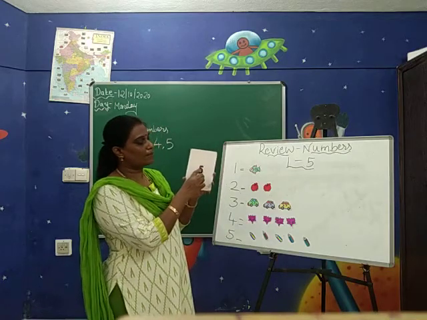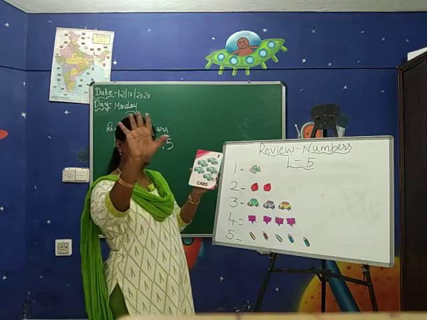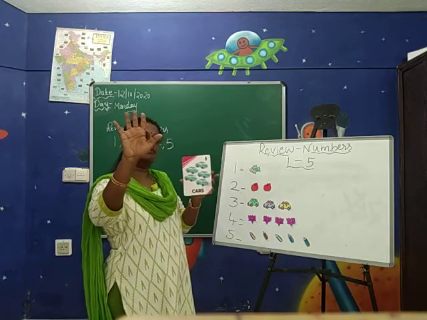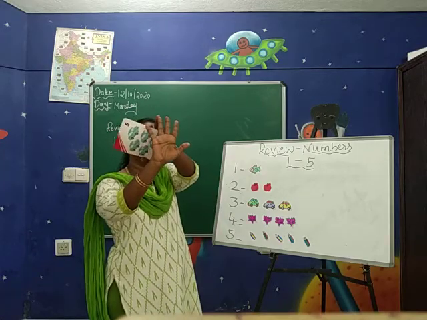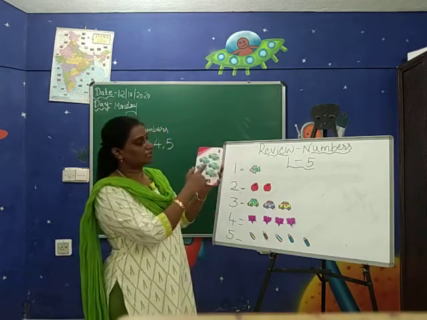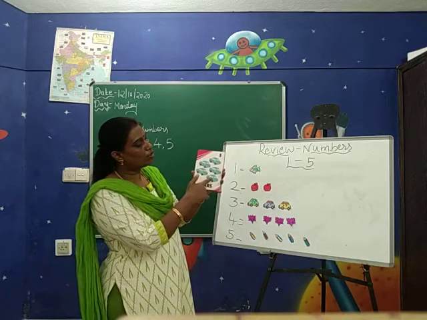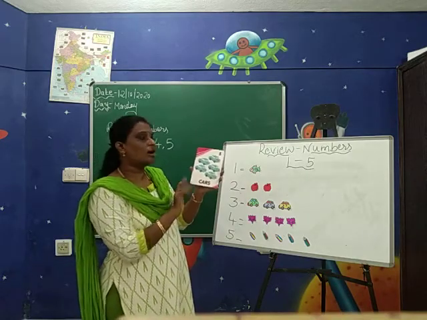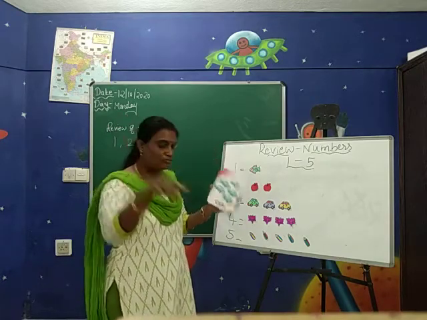5. This is number 5. 5 for what? Can you count my fingers? Yes, 1, 2, 3, 4, 5. 5 fingers. Can you count this card? 1, 2, 3, 4, 5. So 5 for 5 cards. 5 for 5 fingers.